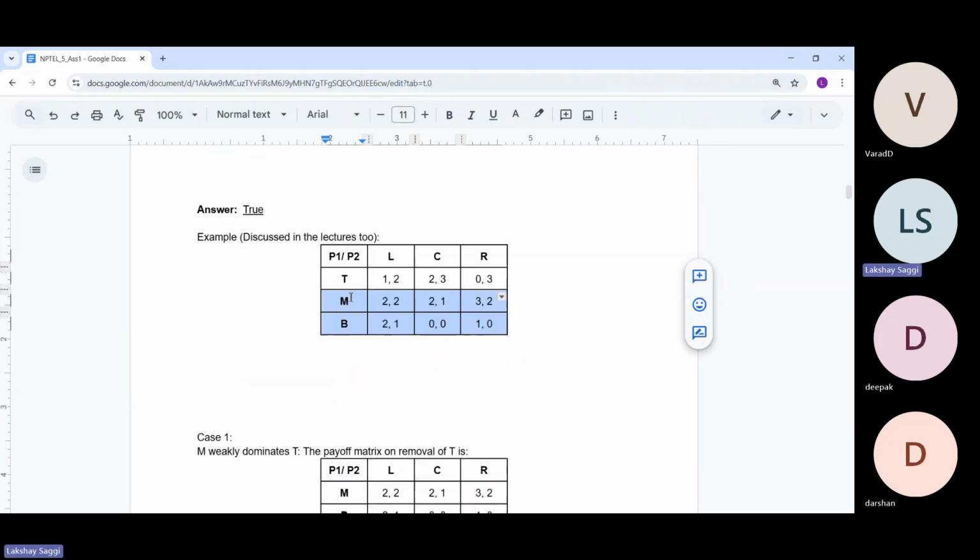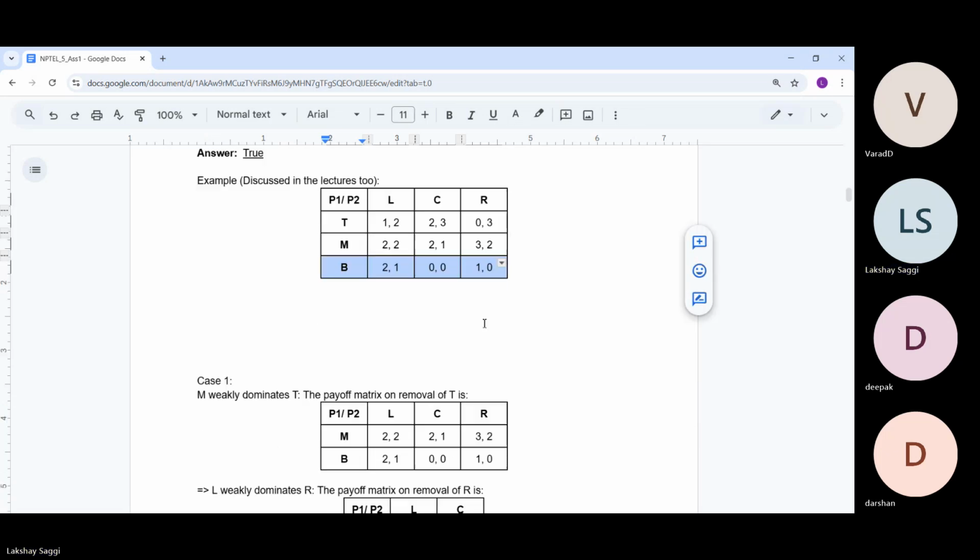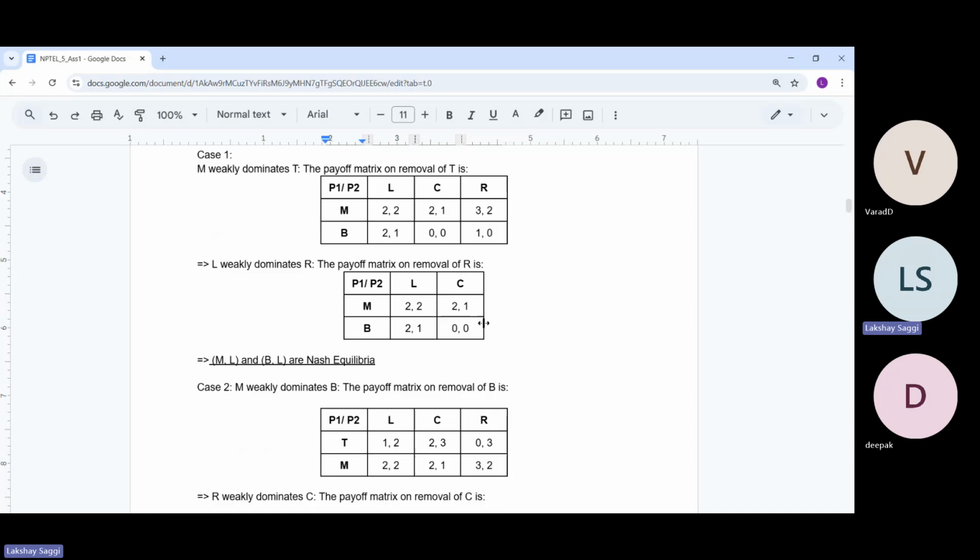So from the initial game, we know that M weakly dominates strategy B. So we can remove this weakly dominated strategy B just to simplify our game. And this is what we'll be doing in case two. So if we just remove the row B from the initial 3 cross 3 payoff matrix, we will get a payoff matrix like this. And now again, we'll try to remove some weakly dominated strategies to obtain some Nash equilibria.